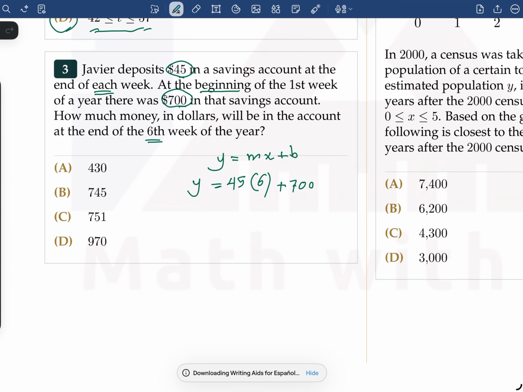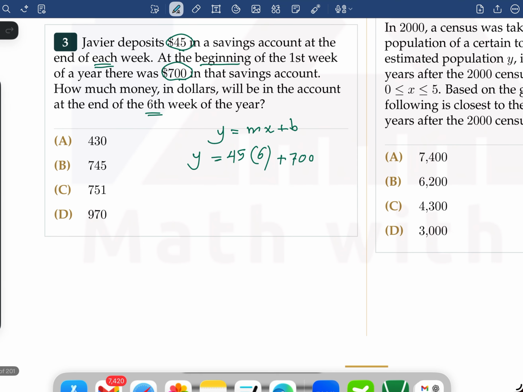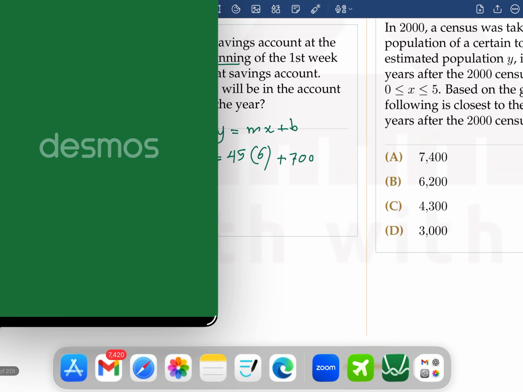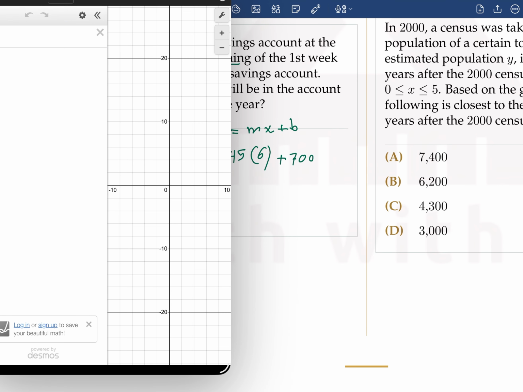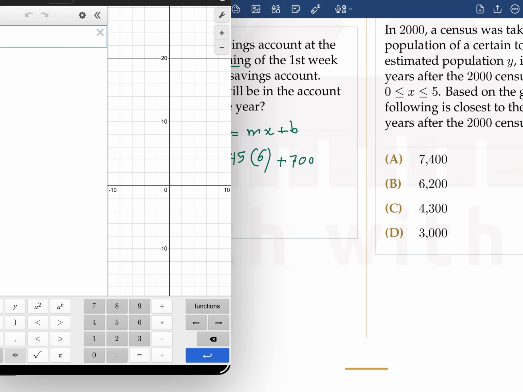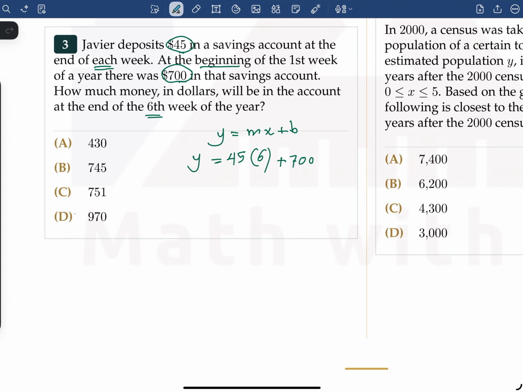You can do it by the Desmos calculator. You can do it also by using our regular calculator. So we can just write the equation here. No need to write y, just calculate 45 times 6 and then plus 700. We get 970, which is letter D.